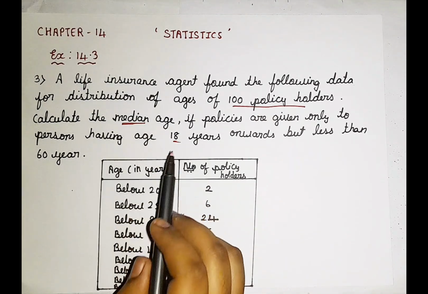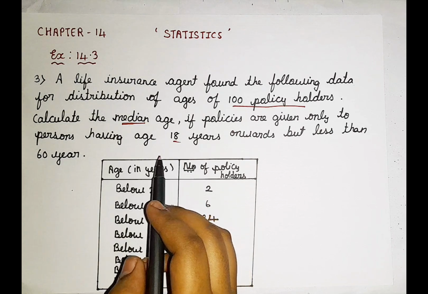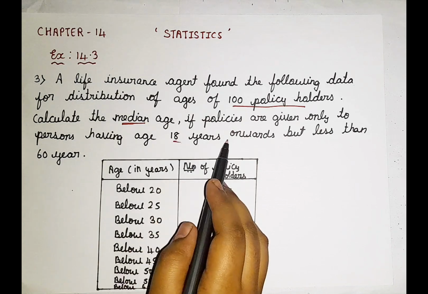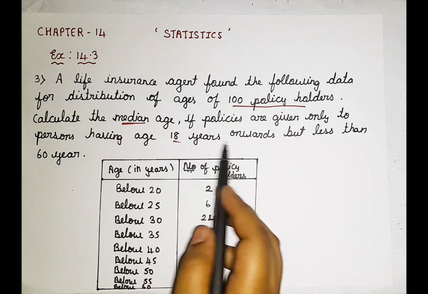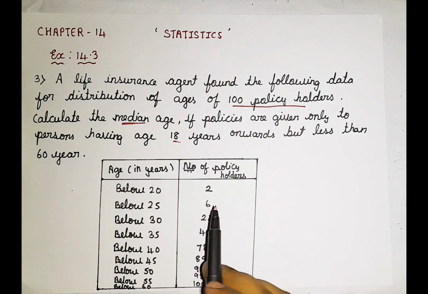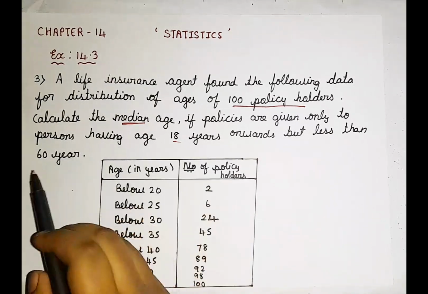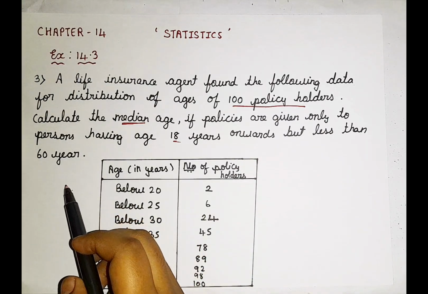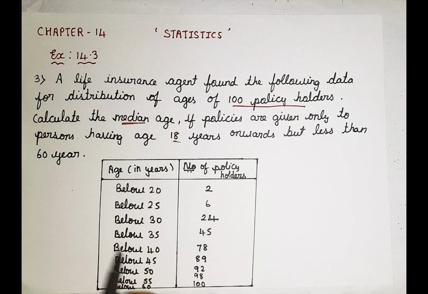So the meaning of this sentence is the policies are given only to those people who are from 18 years old onwards. So from 18, you can say 18, 19, 20 years old, like that. That is the meaning of 18 years onwards but less than 60 years. But it should be less than 60 years old. Okay, so this is the data.